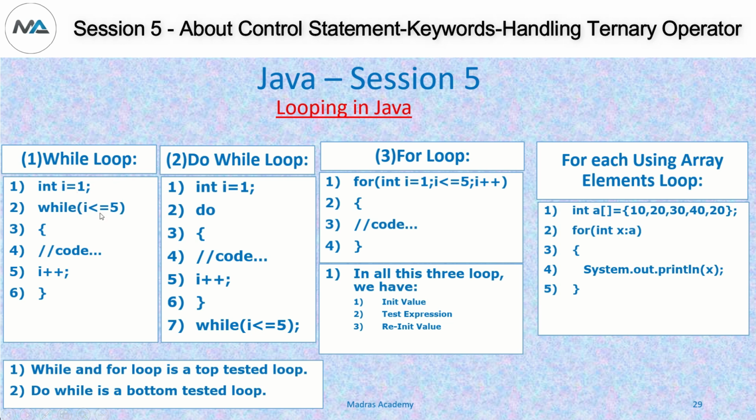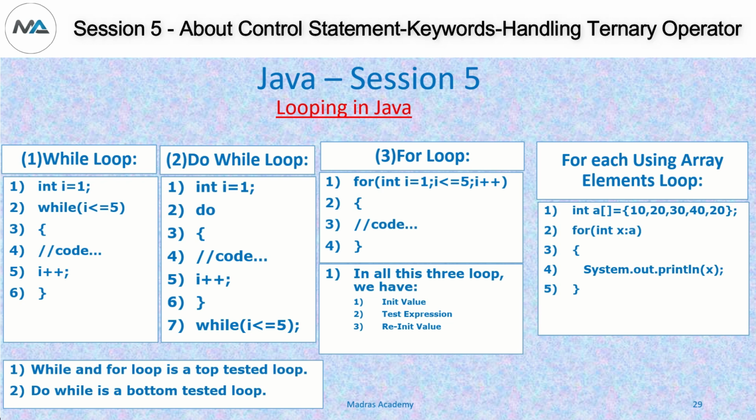If the i value is less than 5, the condition is true, right? So it will automatically enter into this block, and whatever code you wrote here will execute. If you give an i value of 10, at that time the condition is not true, right? It won't execute the loop. Right now the condition is true, so it will execute the code, and after that here I have i++.